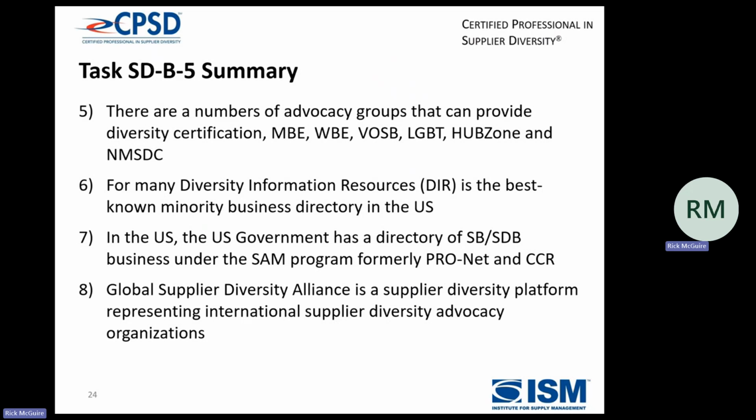A number of advocacy groups can help with diversity certification, and we covered a number of those. For diversity information, the DIR is the best known minority business directory in the US. It's where you find minority businesses. In the US, the US government has a directory of disadvantaged businesses under the SAM program. And the Global Diverse Supplier Diversity Alliance is a supplier diversity platform representing international supplier diversity advocacy organizations.